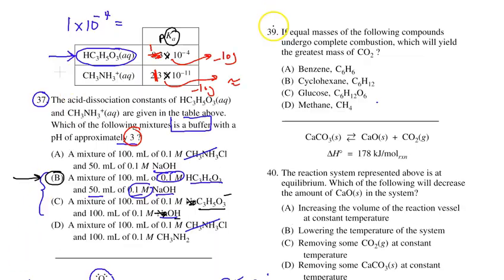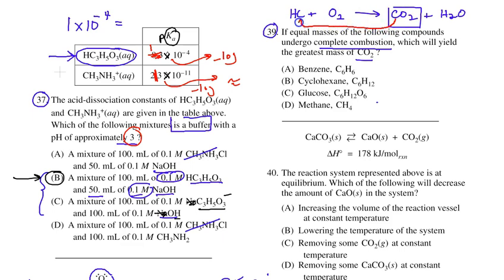Number 39. If equal masses of the following compounds undergo complete combustion, that means they react with oxygen, whatever the hydrocarbon is, and they produce CO2 and water, which will yield the greatest amount of CO2? Now, as we talked about previously in another question, all the carbon comes from the hydrocarbon you start with. So if equal masses of these organic molecules that have carbon, hydrogen, and some oxygen, they want to know what's going to produce the greatest amount of CO2.